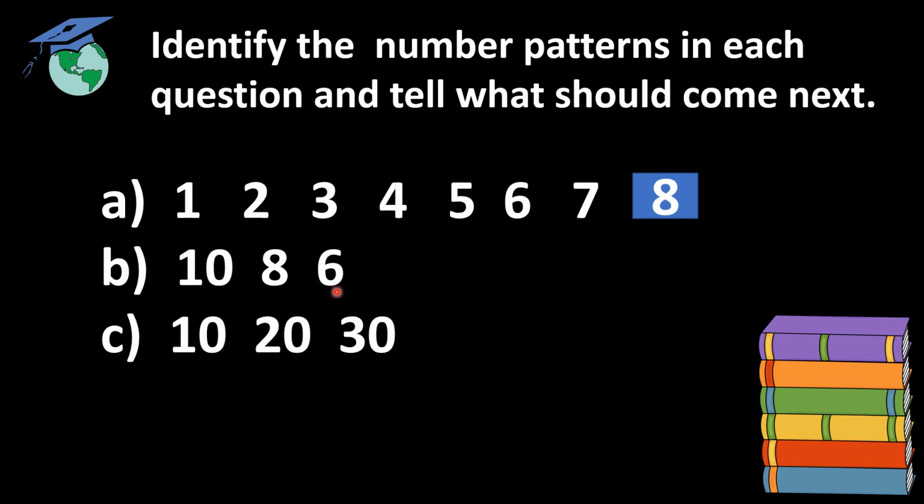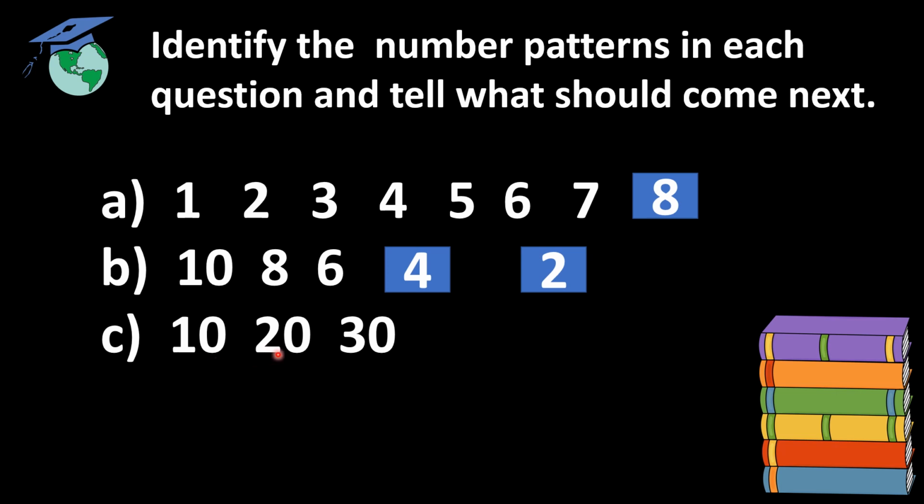Now tell me what is the before number of 6. Before number of 6 is 5. We will not write 5. We will write the number 4. Now tell me what comes before 4. Before 4 is the number 3. We will not write the number 3 and we will write the number 2. Now let us do the next question.